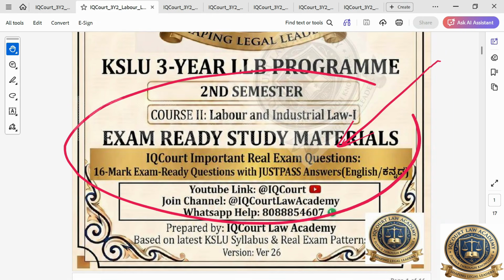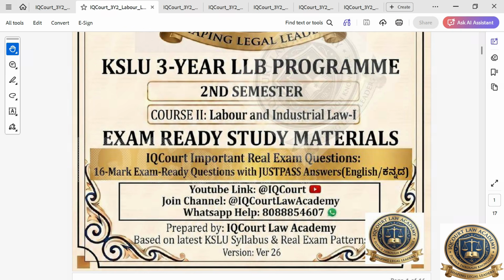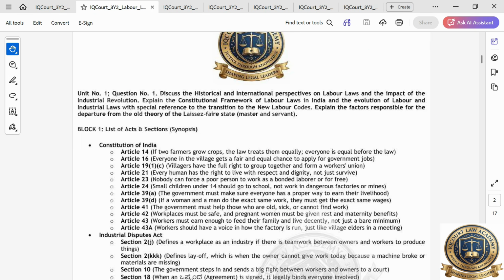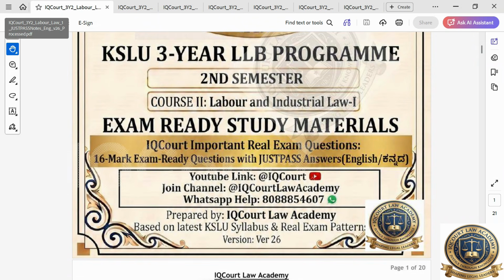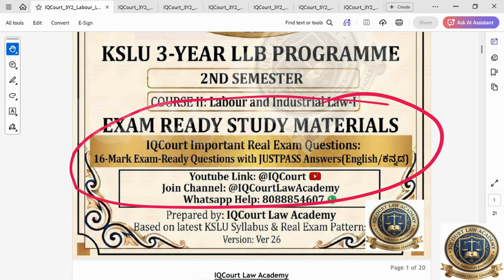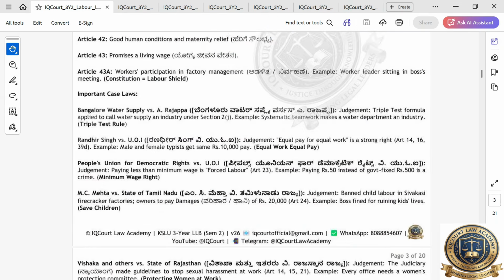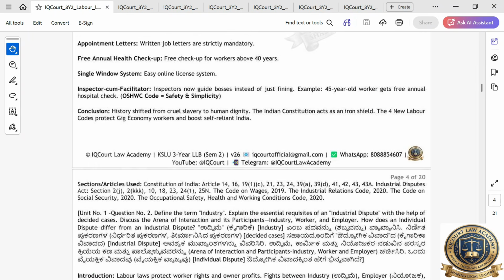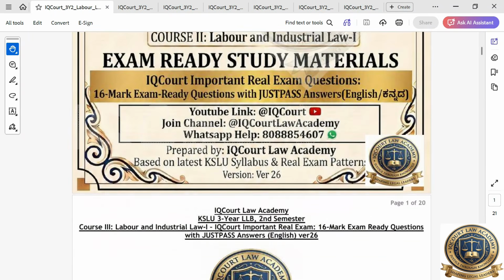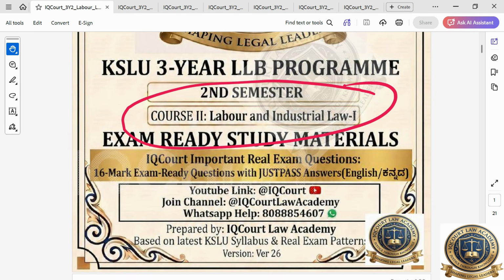This is the just pass study material. These are short notes. We are providing short notes for a quick recap of all the questions along with the answers. In this just pass study material, you can see the question, and we have provided all the points along with a short explanation, case laws, sections, articles, everything. We have included everything in the just pass study material of Course 2, Labor and Industrial Law 1.